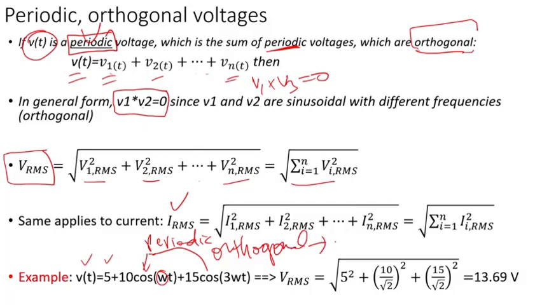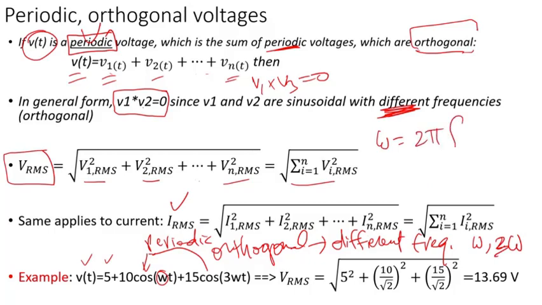In other words, they have different frequencies. I should have mentioned this here. So they have different frequencies. That's what we mean by orthogonal. Different frequencies, because one has omega, the other one has 3 omega, so two different frequencies. Because omega is 2 pi f, so 3 omega is 2 pi times 3f. So f, 3f, so different frequencies.